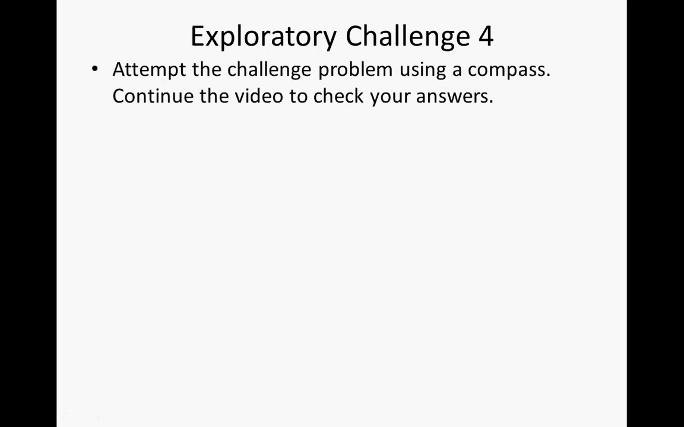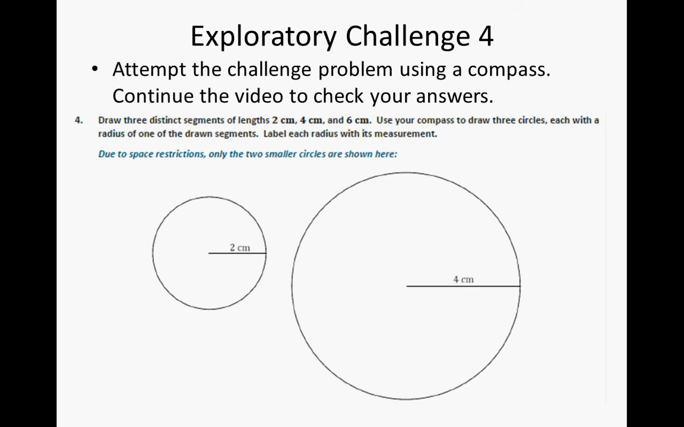Alright, Exploratory Challenge 4. Attempt the challenge problem using a compass. Continue the video to check your answers. Alright, you should be done with Exploratory Challenge 4. So draw three distinct segments of 2 centimeters, 4 centimeters, and 6 centimeters.